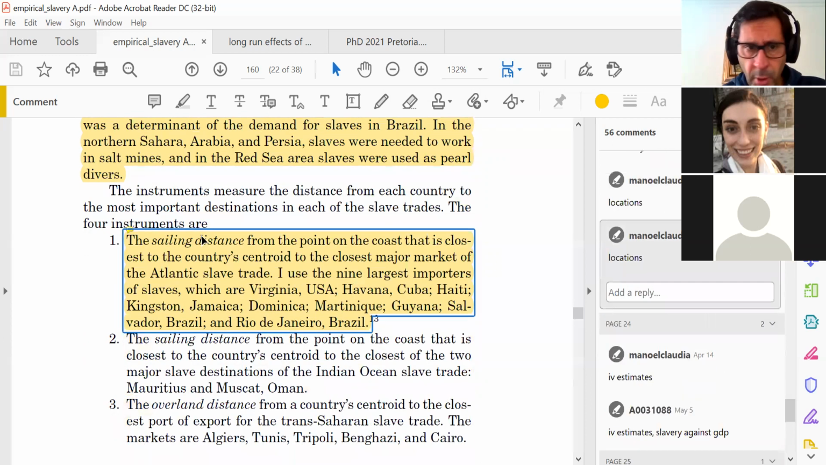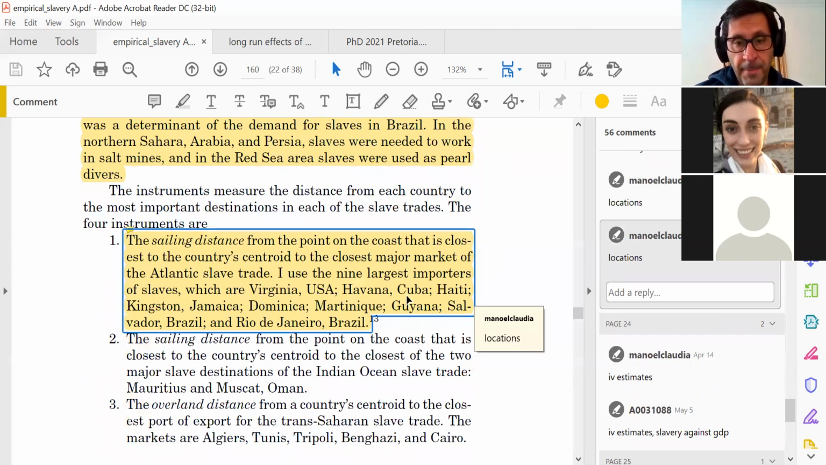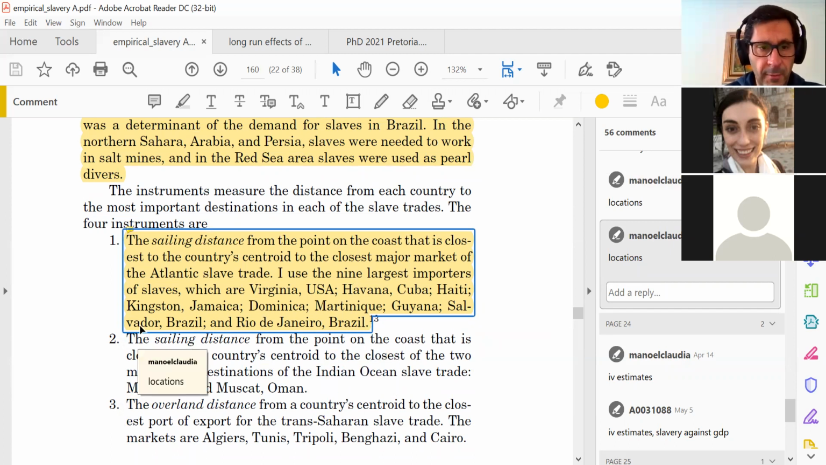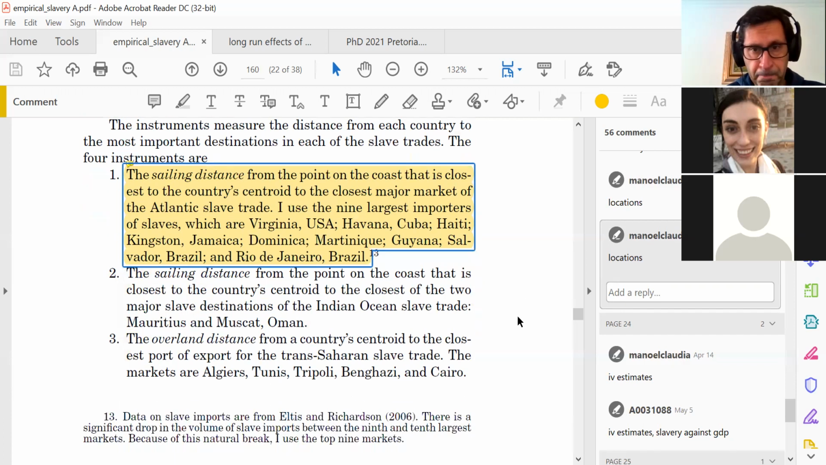Sailing distance locations from the point on the coast that is closest to the country's centroid to the closest major market of the Atlantic slave trade. He used the 9 largest importers of slaves, which are Virginia, Havana, Cuba, Haiti, Jamaica, Dominica, Martinique, Guyana, and Salvador and Rio in Brazil. You probably know where Rio is. You probably don't know where Salvador is. Salvador is in the very northeast of the country where the sugar plantations were implemented.